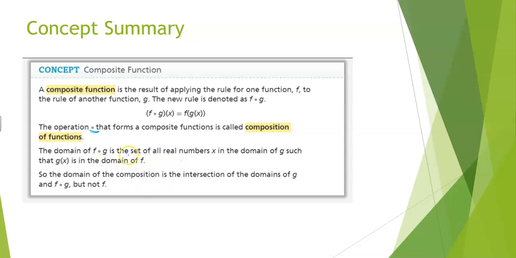The domain of f of g is the set of all real numbers x in the domain of g, such that g of x is in the domain of f. Well, that sounds a little confusing, but what you have to remember is the domain of the composition, when it's in this order, deals with the domain of g and f of g, but not the domain of f. And again, you could graph this and you would be able to figure that out.